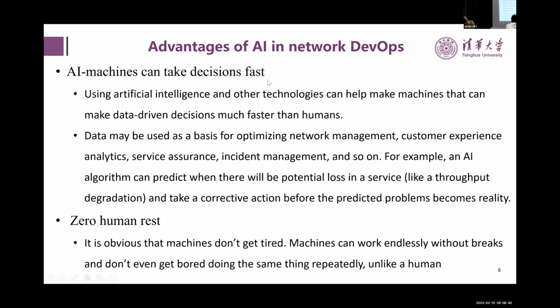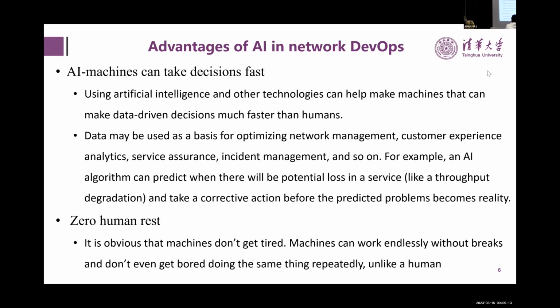network? Fortunately, we have AI. AI has two advantages in network DevOps. The first is that we can use artificial intelligence and other technologies to make machines that can make data-driven decisions much faster than humans. The second is that data may be used as a base for optimizing network management, customer experience, service assurance, including incident management.